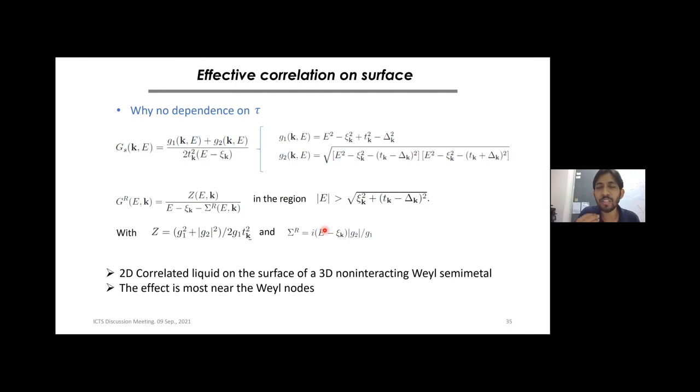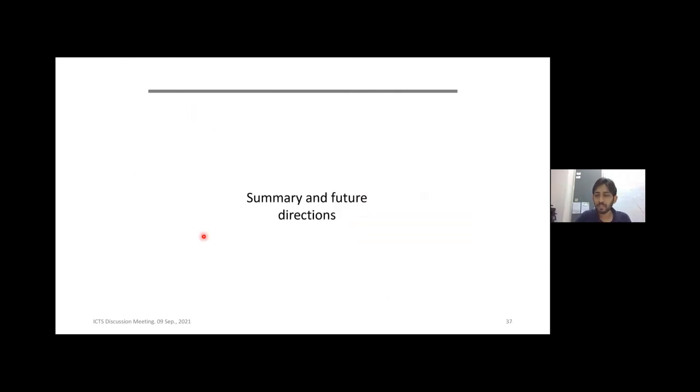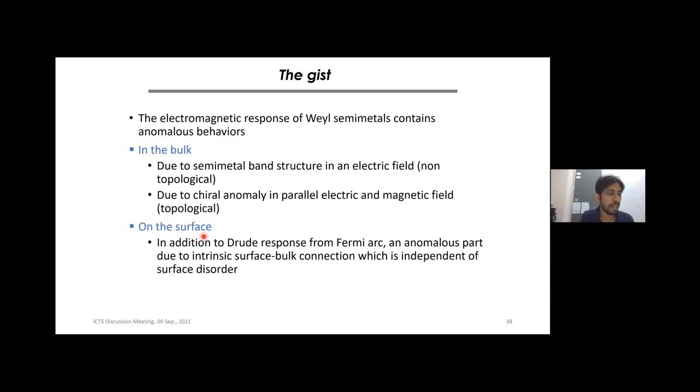And this correlation is purely a result of the scattering from the bulk, which we have ended up capturing in our theory. Okay. All right, I can skip this. So let's go to the final conclusion.